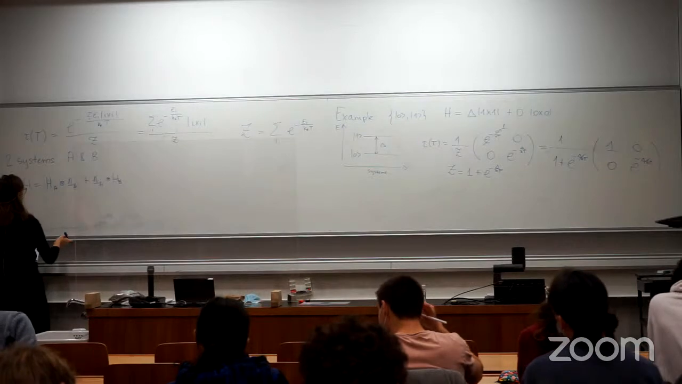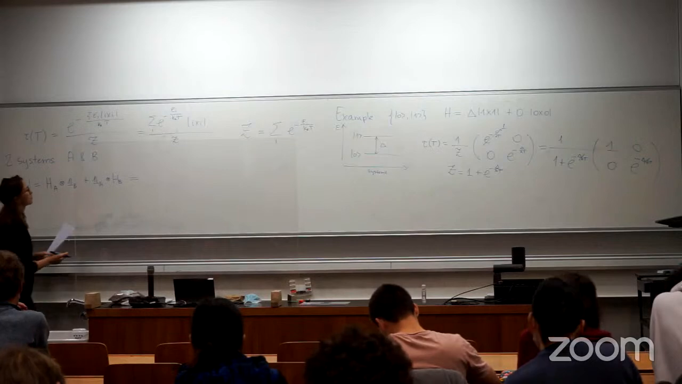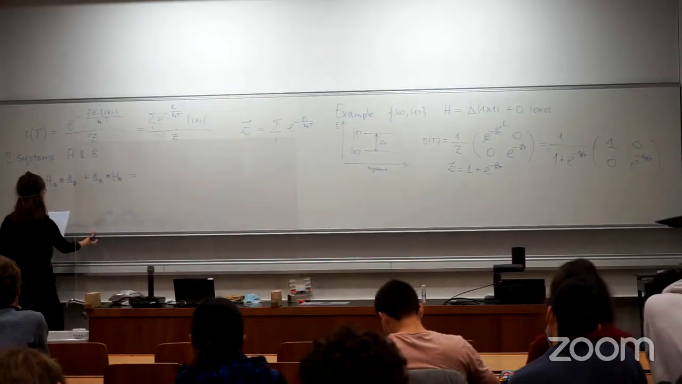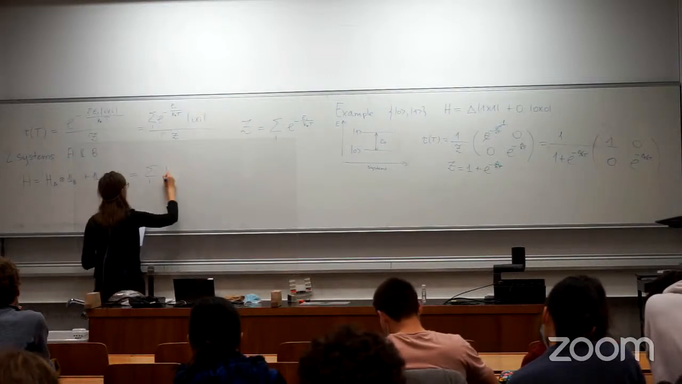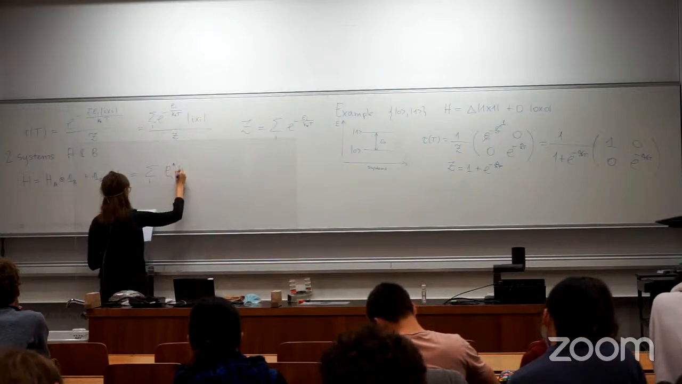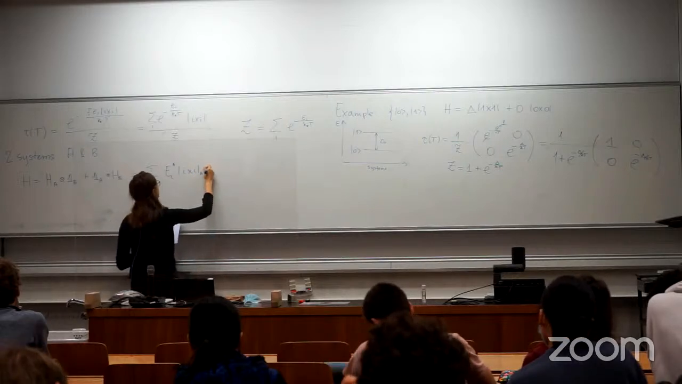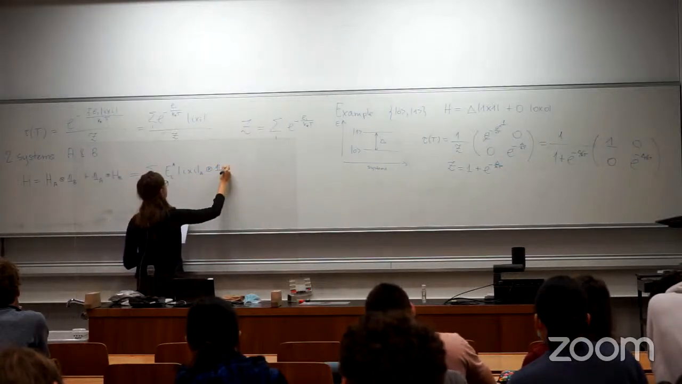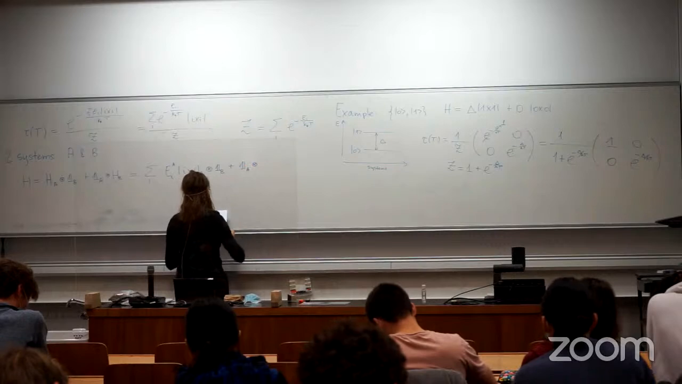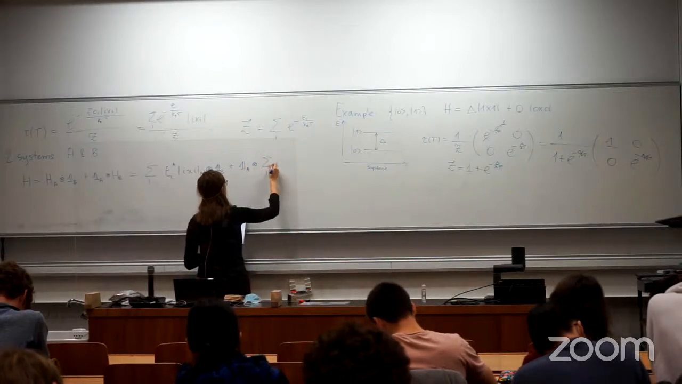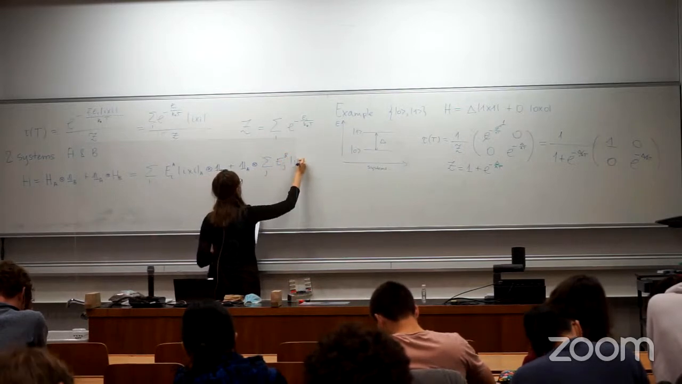And each of these Hamiltonians, we write in its diagonal form. So we write HA as the sum over i, E_i^A |i><i|_A, tensor identity on B, plus identity on A, tensor product sum over j, E_j^B |j><j|_B.